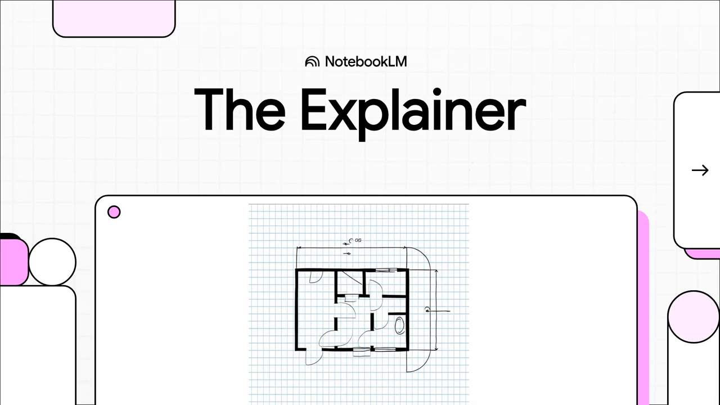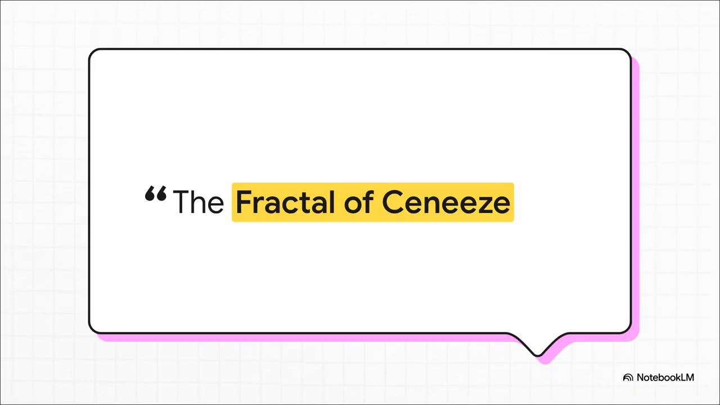Welcome to The Explainer. Today we are diving into a really strange and beautiful mathematical object. One that might just hold a new language for meaning and maybe, just maybe, a new blueprint for artificial intelligence. So what is it? It's called the fractal of ceneeze. And yeah, it looks incredibly complex, almost otherworldly.